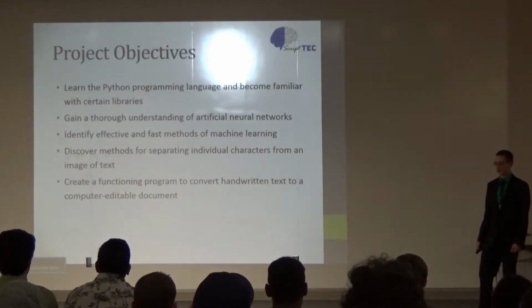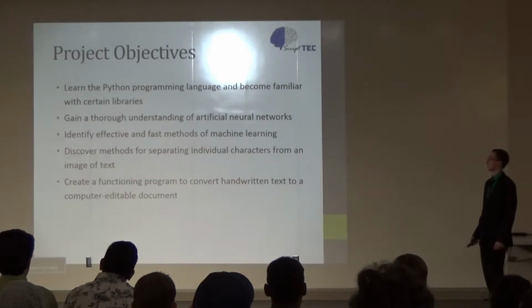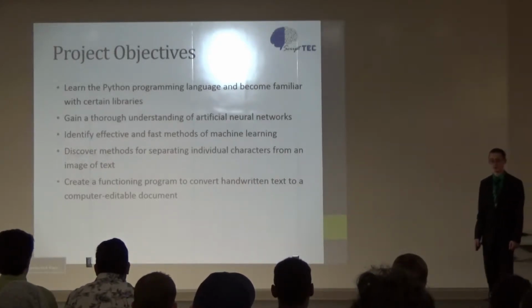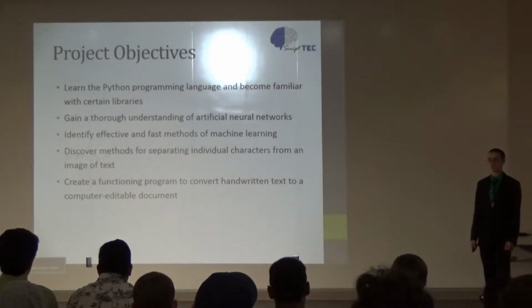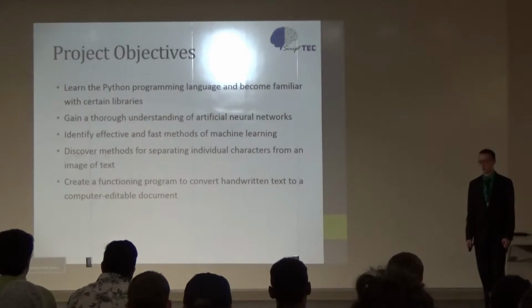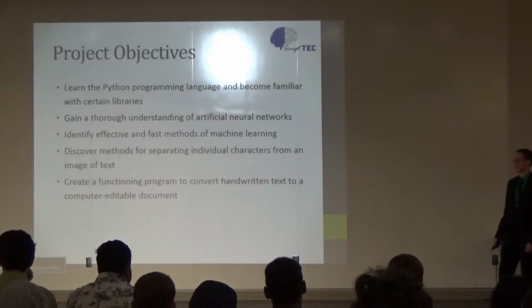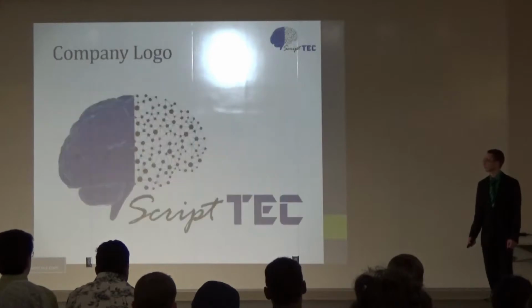My 5 project objectives for this year were to learn the Python programming language, as well as how to implement certain libraries effectively. I wanted to gain a thorough understanding of artificial neural networks, specifically the convolutional neural network, which I'll talk about in a little bit. I wanted to identify effective methods of machine learning. I wanted to discover methods for separating individual characters from an image of text. And my last objective was to create a functioning program that converts handwritten text to a computer-encoded document.